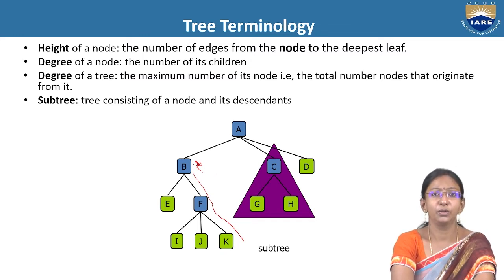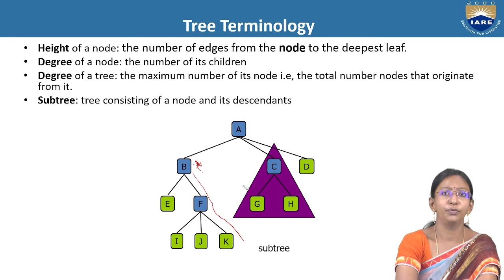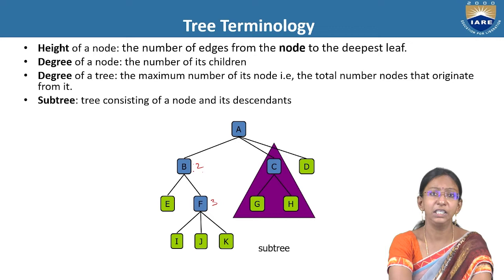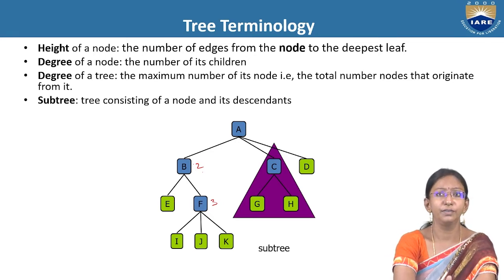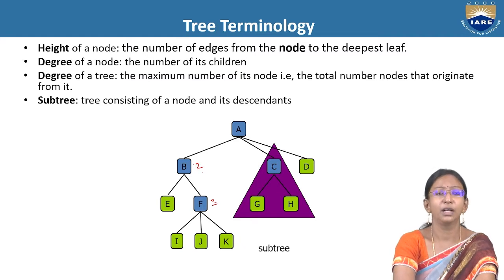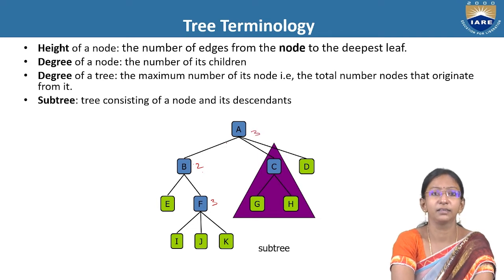Coming to the degree of a node, its children. The number of children it has is nothing but the degree of any node. So degree of, say, F is 3, it is having 3 children. Degree of B is 2. By default, the degree of all leaf nodes is 0 because they will not have any children, right? So the degree of the tree is the maximum number of children of its nodes. So the degree of A is 3 over here, right?